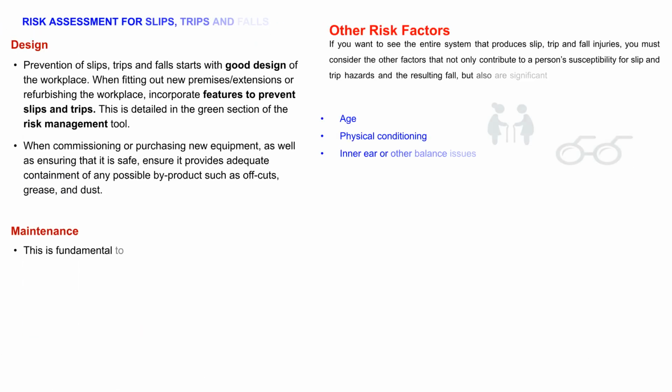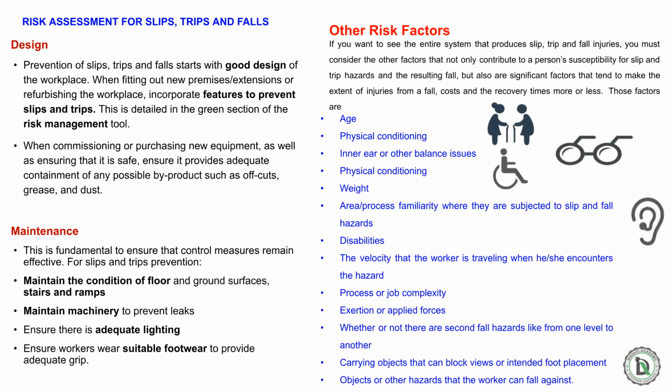Risk assessment includes design and maintenance considerations. Good design, including features to prevent slips and trips in new or refurbished areas, is crucial. Maintenance ensures control measures remain effective, such as maintaining floors, machinery, adequate lighting, and ensuring workers wear suitable footwear for adequate grip.